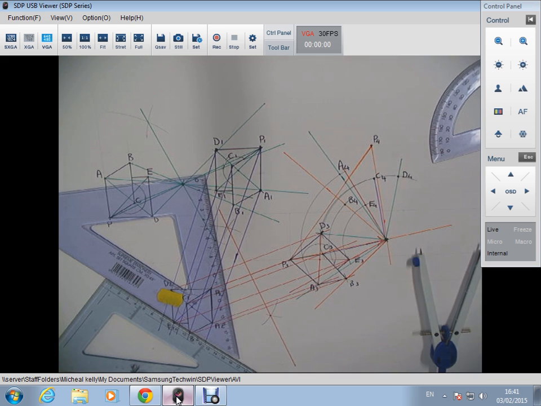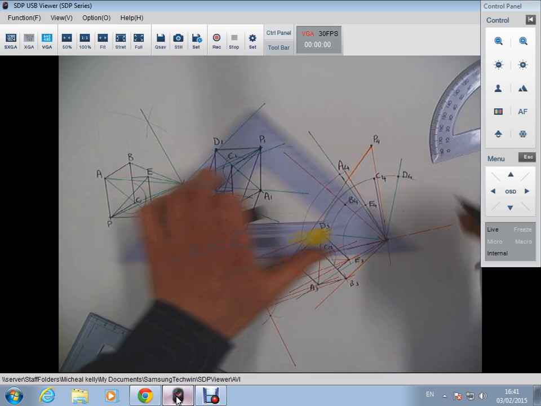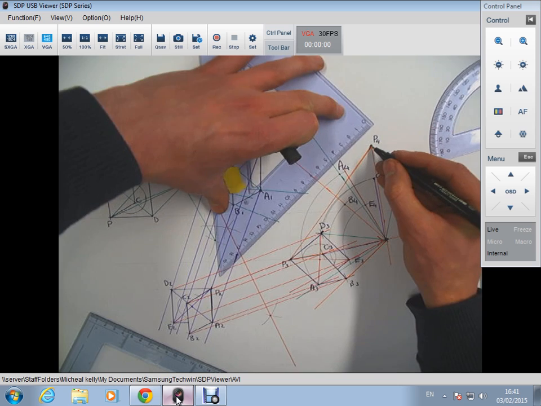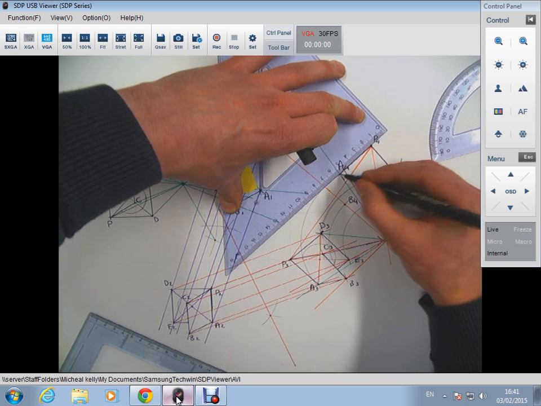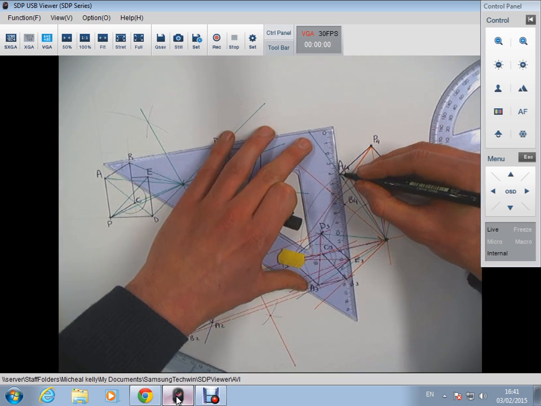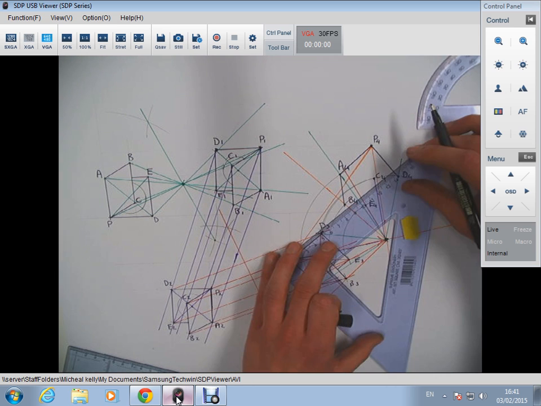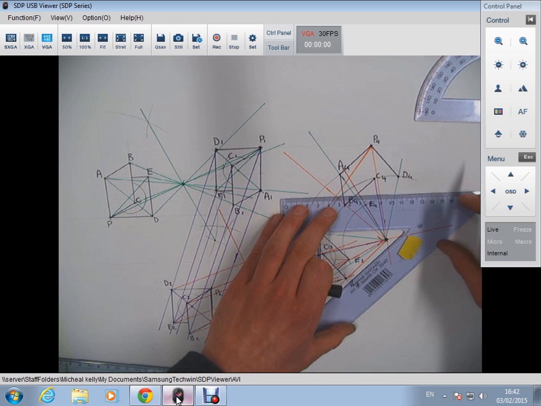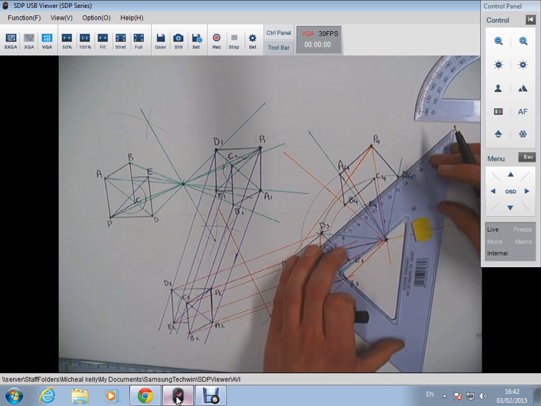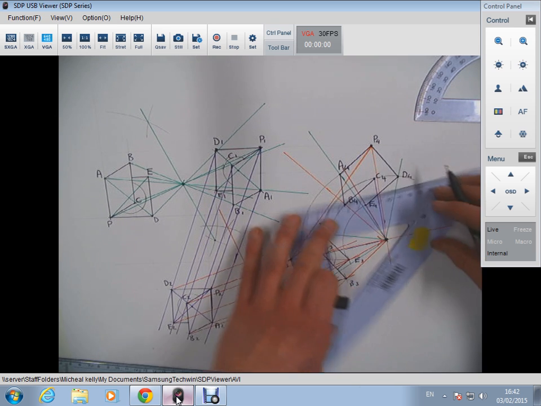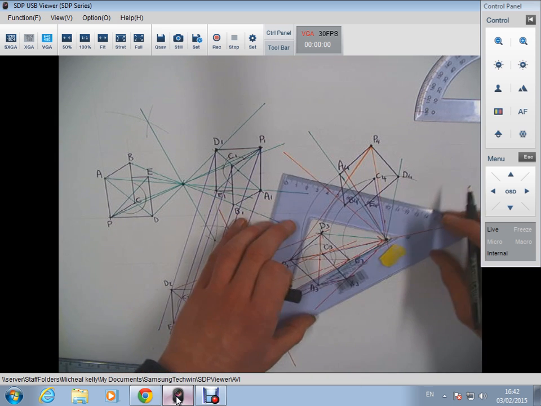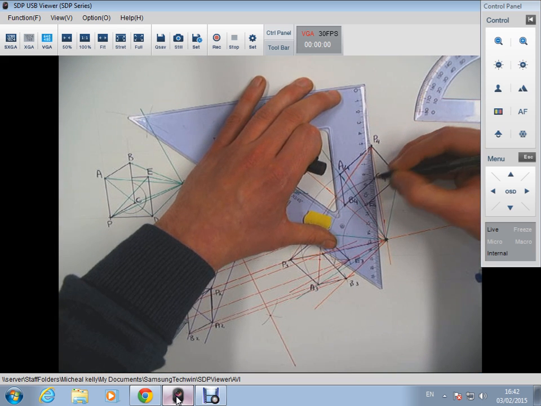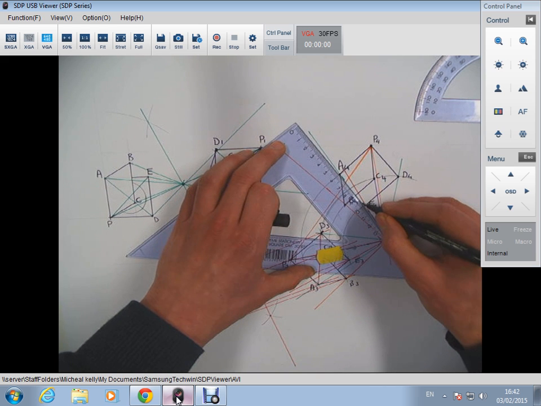So now I can join up. I have all my points. I can join them up in the exact same order. P to D, P to A, A to B, B to C, E to D, C to P, and E to A from here to here.